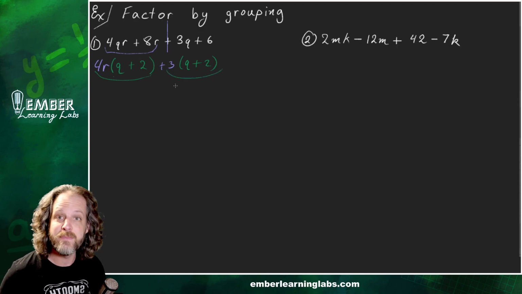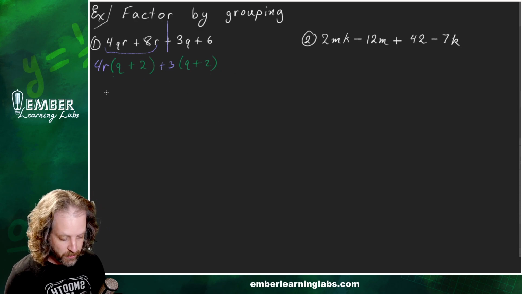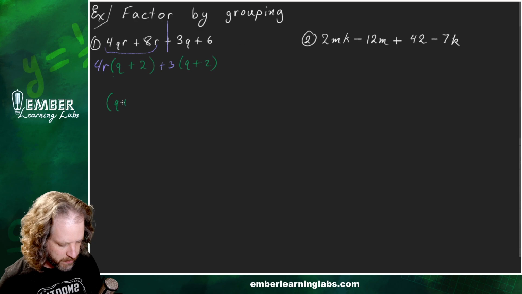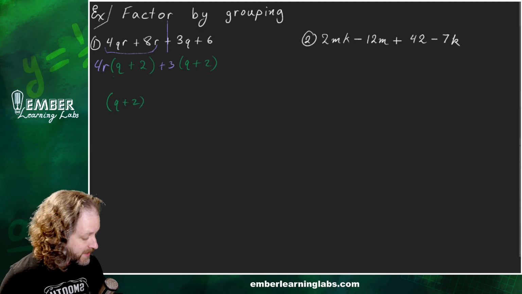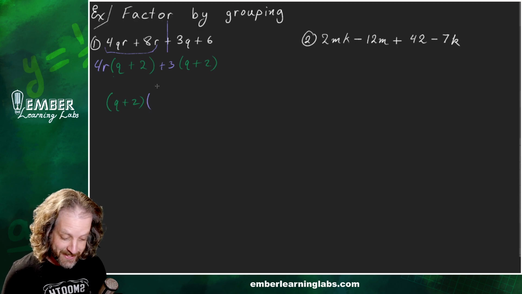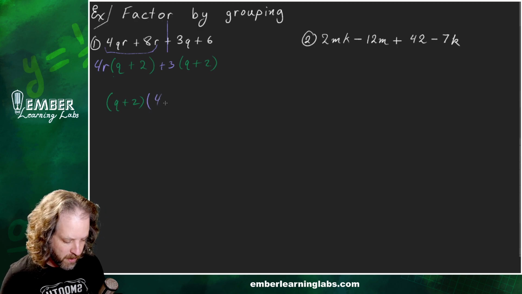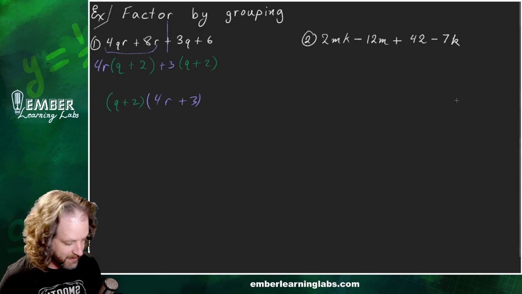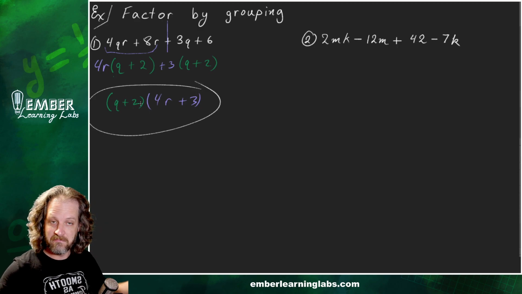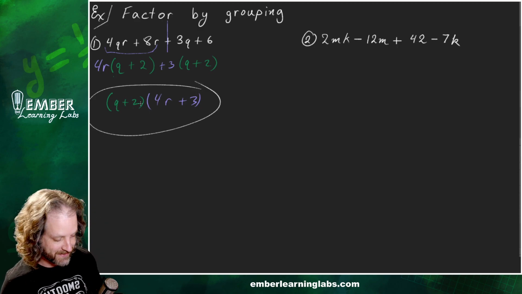Well, these two green bits are in common, right? So we're going to pull out the green bit, Q plus 2. What is left when we pull it out? We're going to open parentheses and write down what's left. What's left in this first one is 4R. What's left in this next one is plus 3. Right? Easy peasy, lemon squeezy. Now it's completely factored.